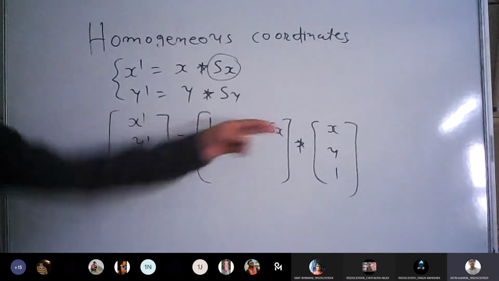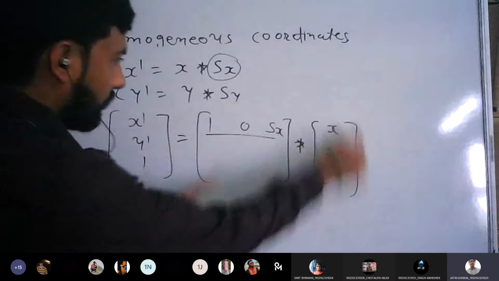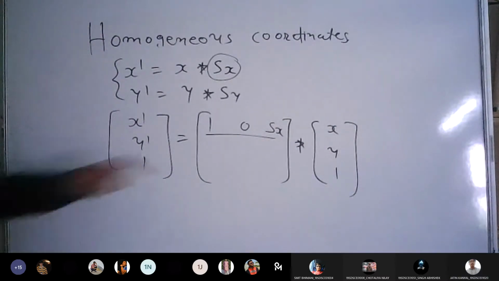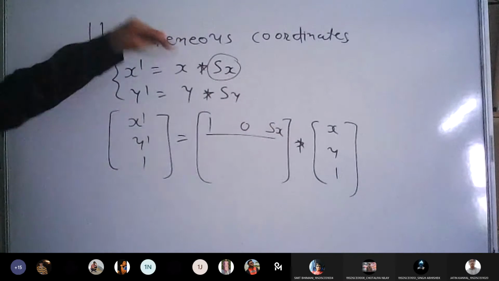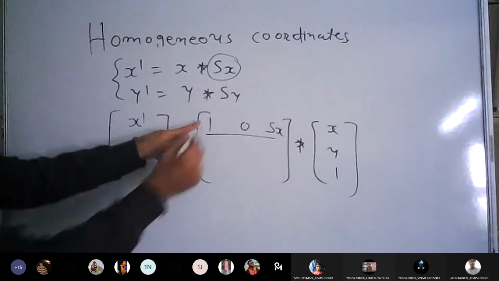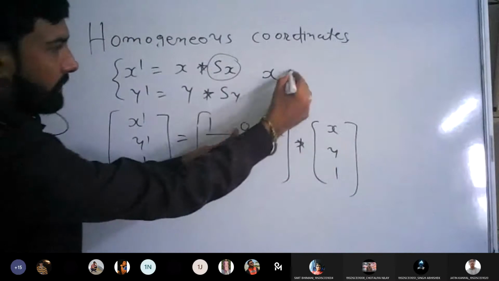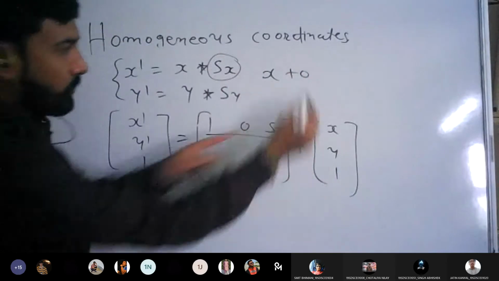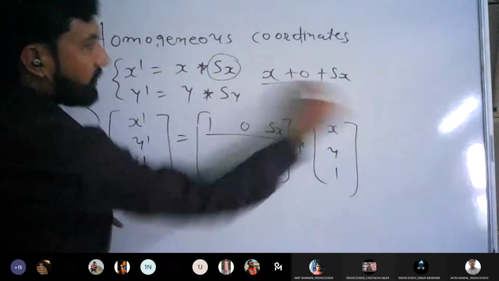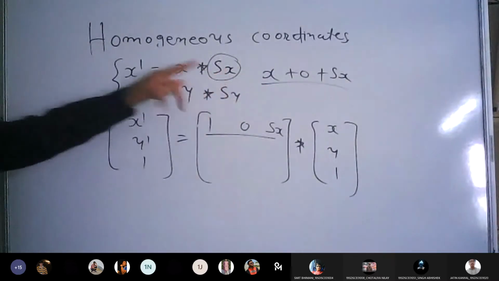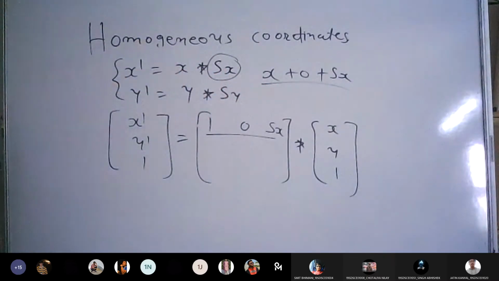So now resolve it. Try to multiply the first row with the first column. Yes, you're right. See, try to multiply this one. You will get an idea that this is wrong. How? 1 into x, which is x, plus 0 into y, which is 0, plus sx into 1, which is sx. This is what you are getting, x plus sx. We don't want x plus sx. We want x into sx. So this is wrong.